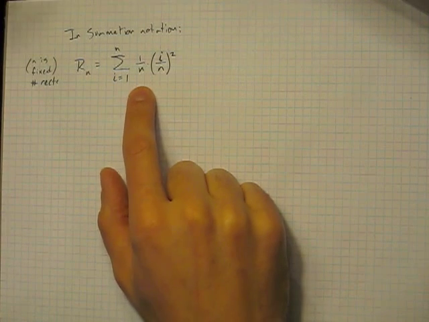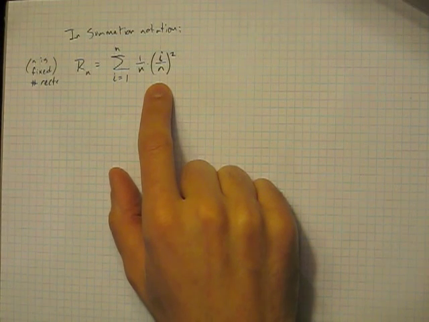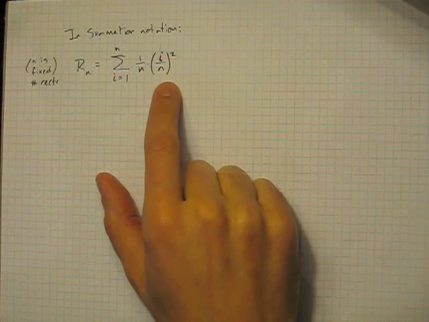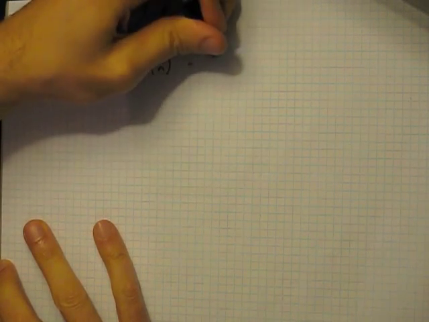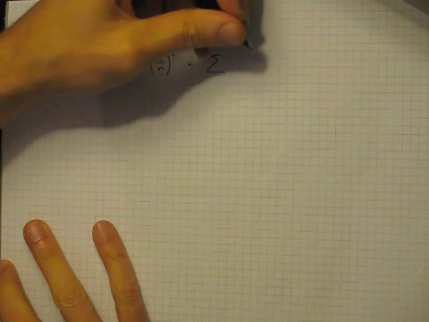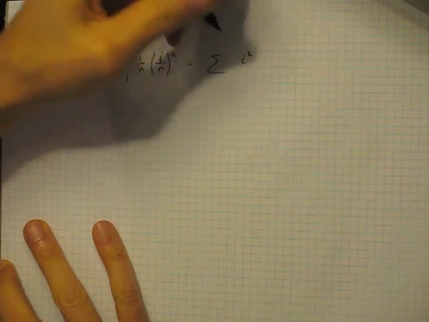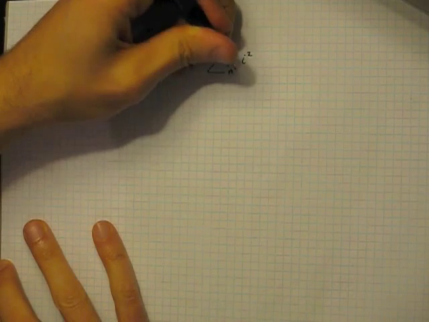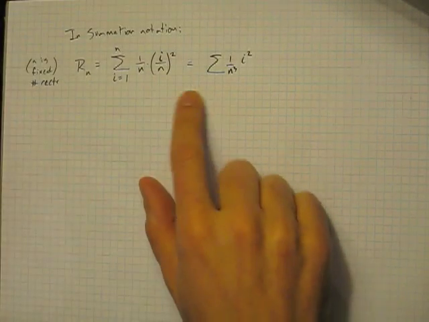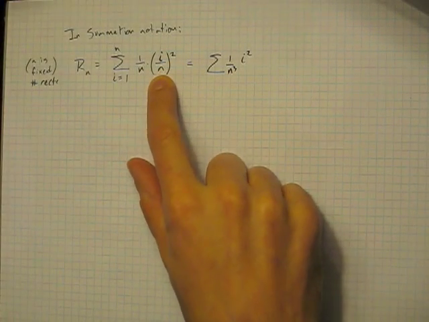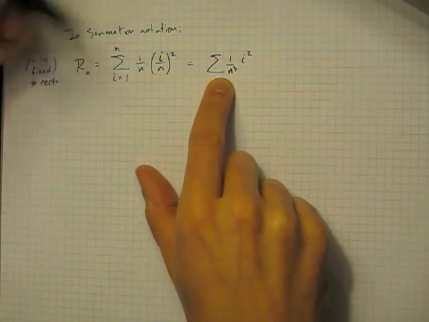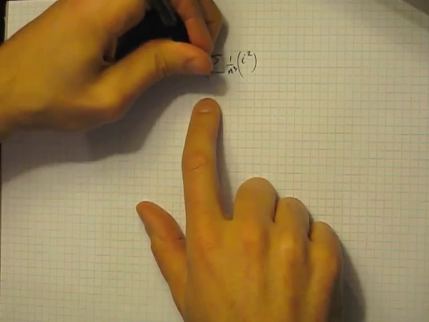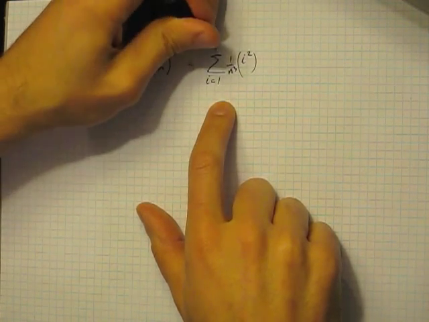So we want to do just a little bit of juggling here. So we'll have i squared times 1 over n cubed, right? There's 2 copies of n in the denominator here, and 1 copy there, so we get n cubed right there. And then we have i squared, and i is going from 1 to n.